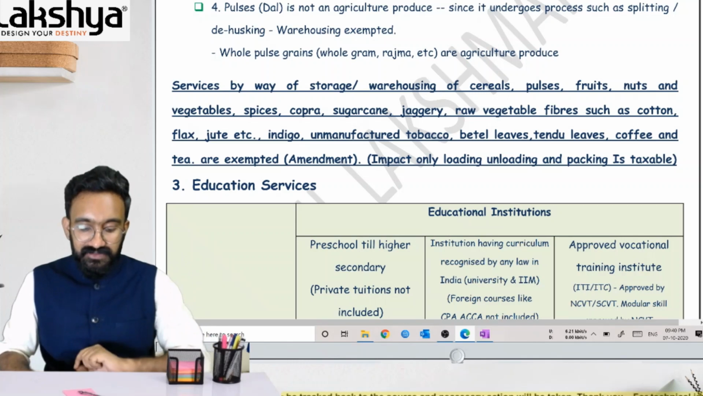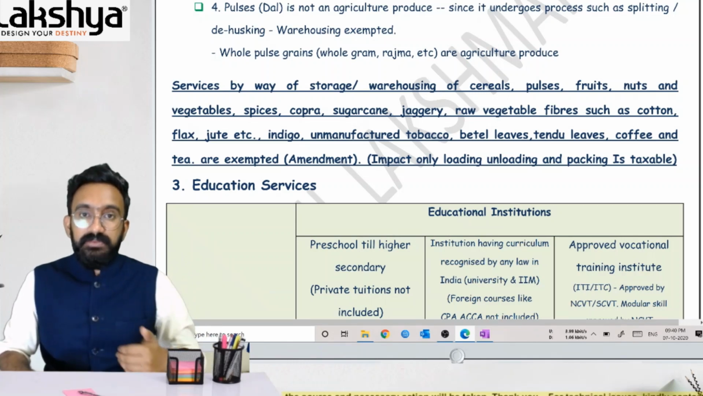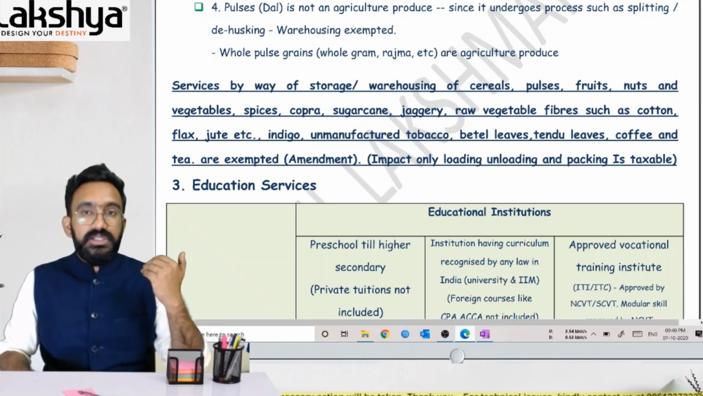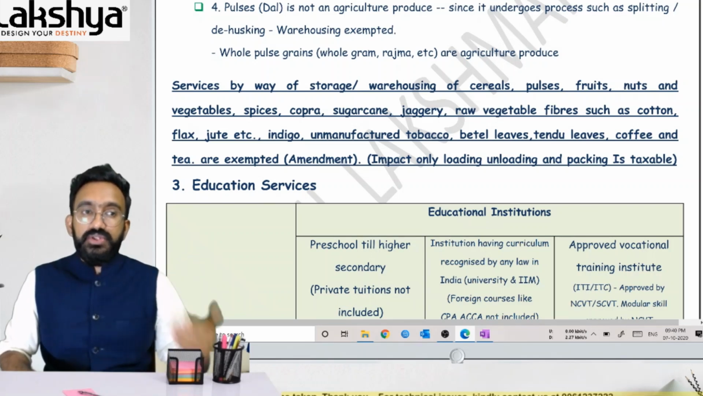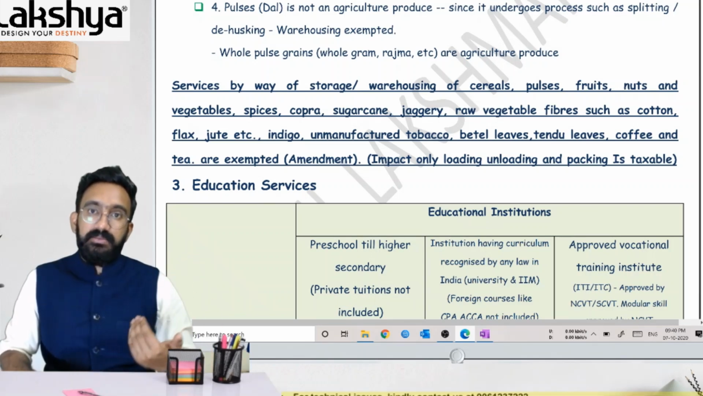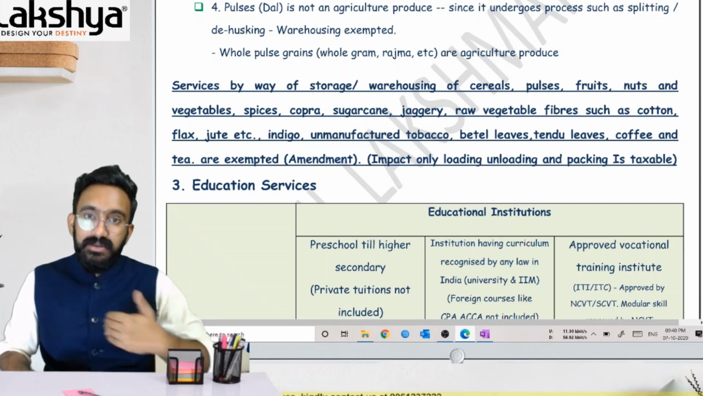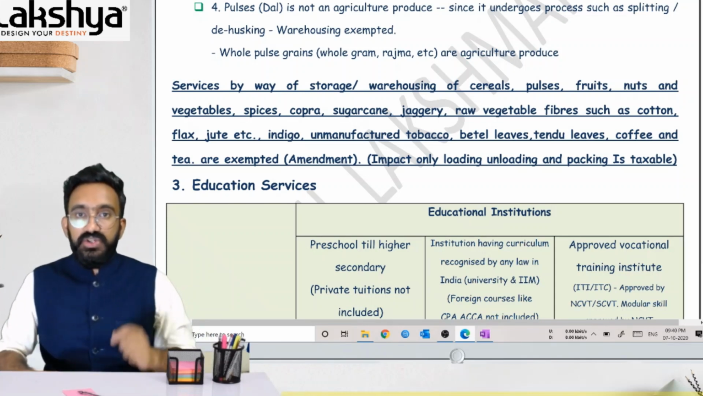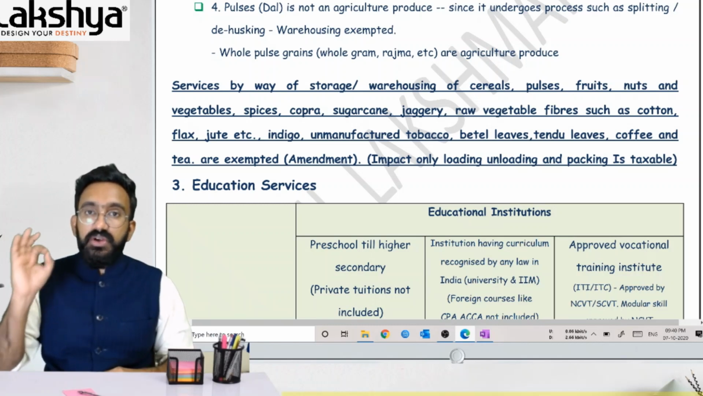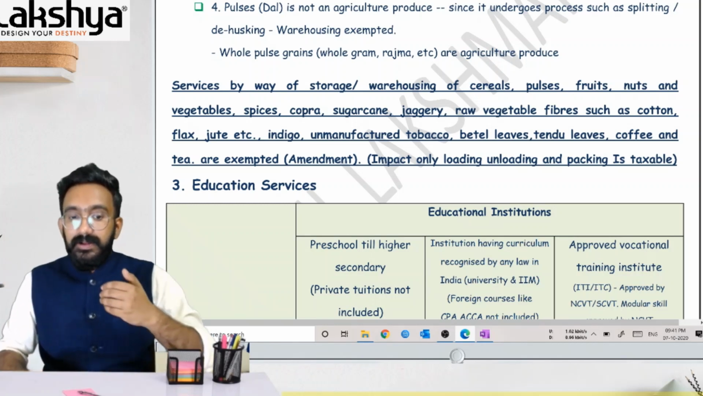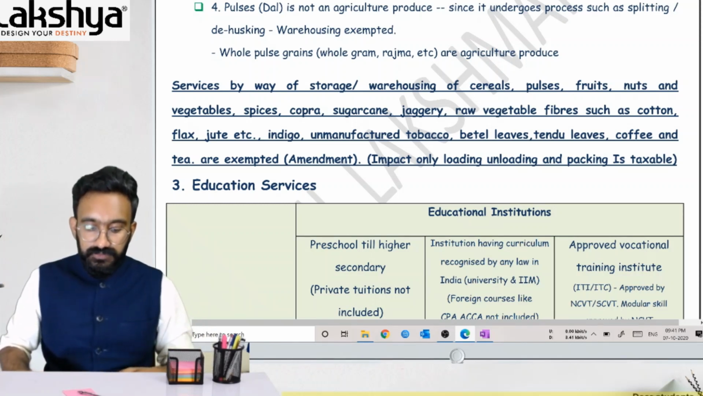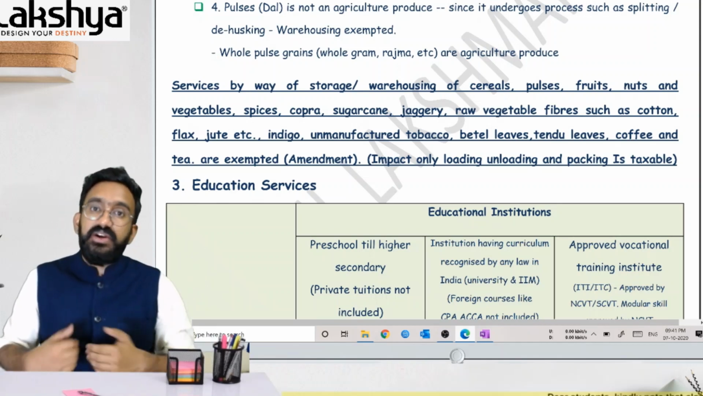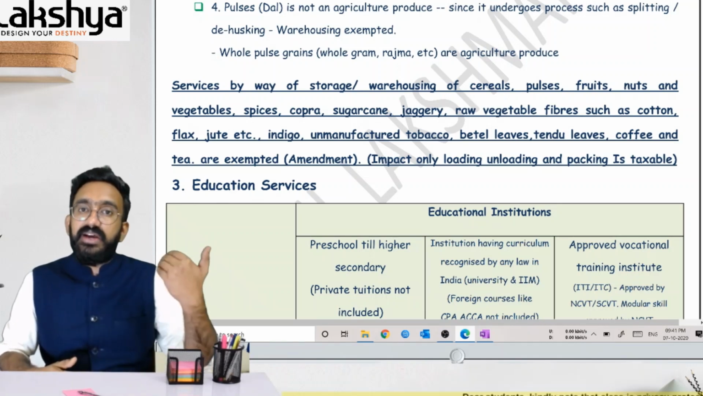So earlier we had clarification wherein coffee powder, tea powder, it was taxable when you do storage and warehousing. Now that is exempted. But packing, loading, unloading will still become taxable because only tea leaves are agriculture produce, not tea powder. Processed coffee is not agriculture produce. Coffee beans are agriculture produce. Similarly, jaggery is not an agriculture produce, but now storage and warehouse is exempted.